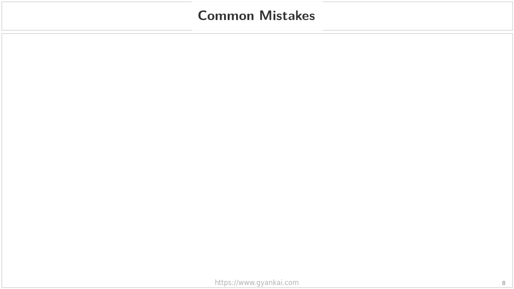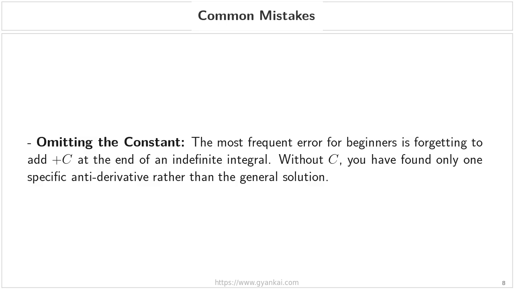Common mistakes. The first, and by far the most frequent error, is omitting the constant of integration. Remember from our earlier discussion that when we find an antiderivative, it's not just one function, but a whole family of functions differing only by a constant. If you forget to add plus c at the end of your indefinite integral, you're only finding one particular member of that family, a specific antiderivative, instead of the general solution. It's like knowing a car is traveling at 60 kilometers per hour, but forgetting that it could have started at any kilometer marker. You've got a position, but not the position.